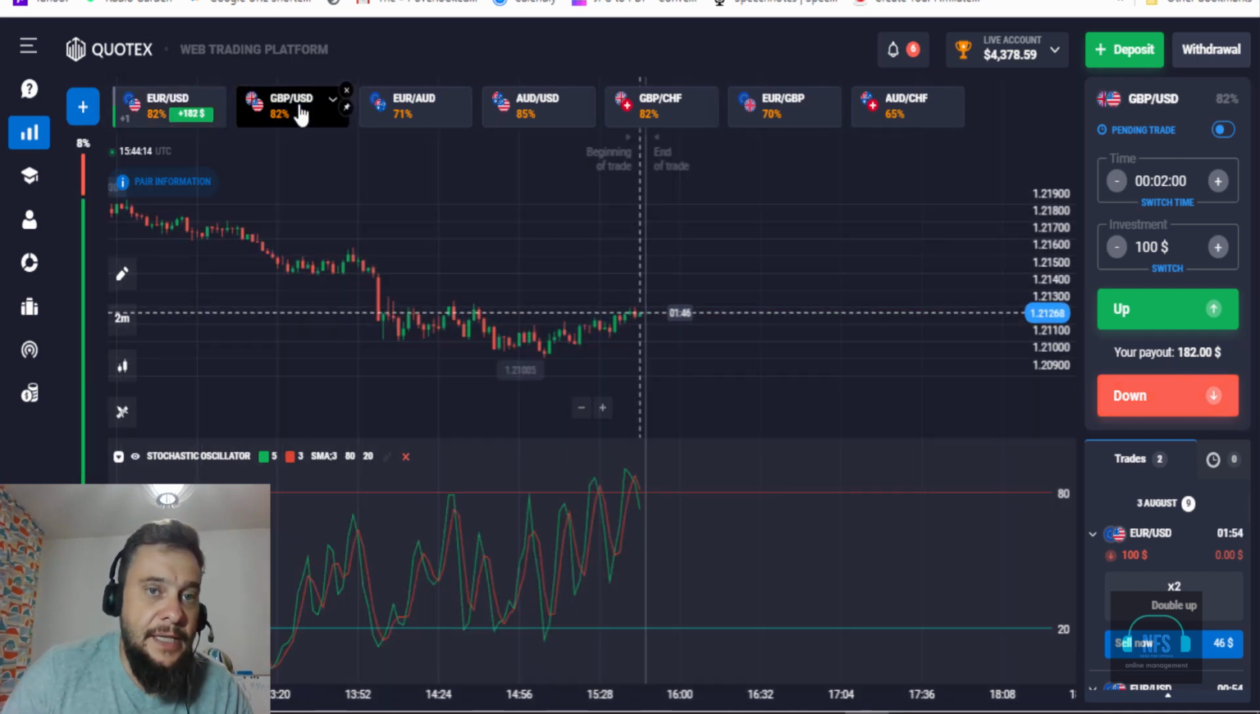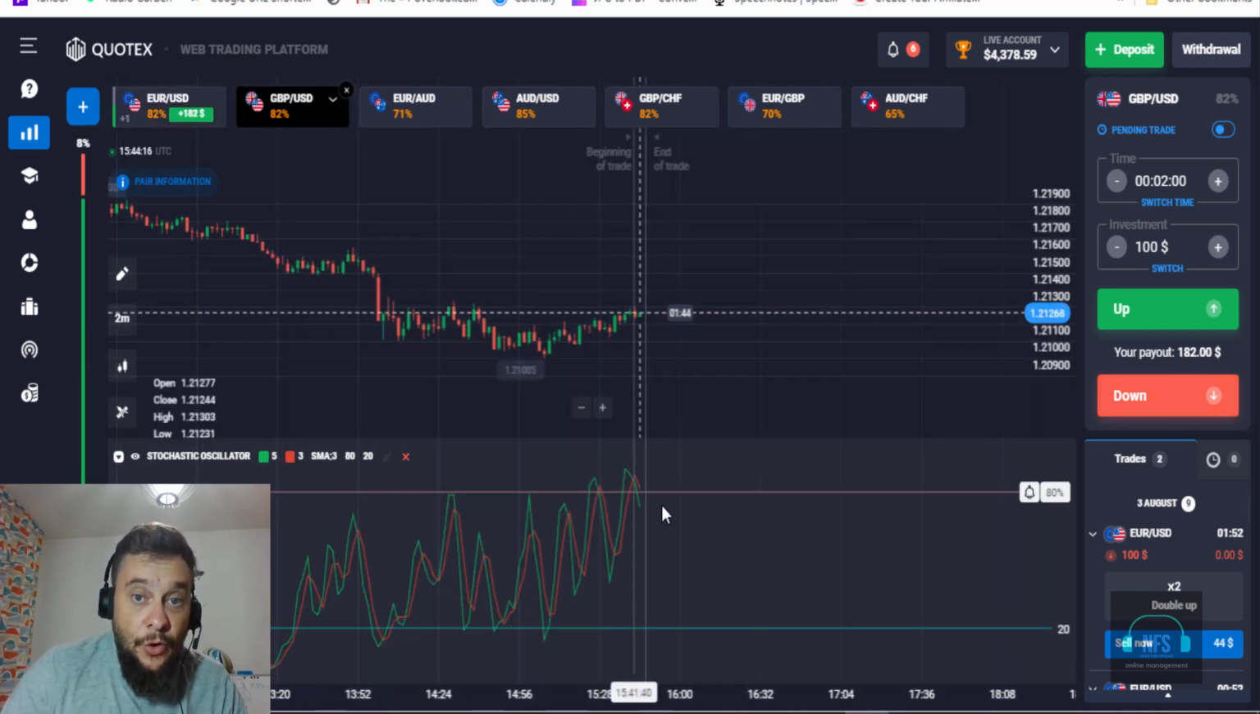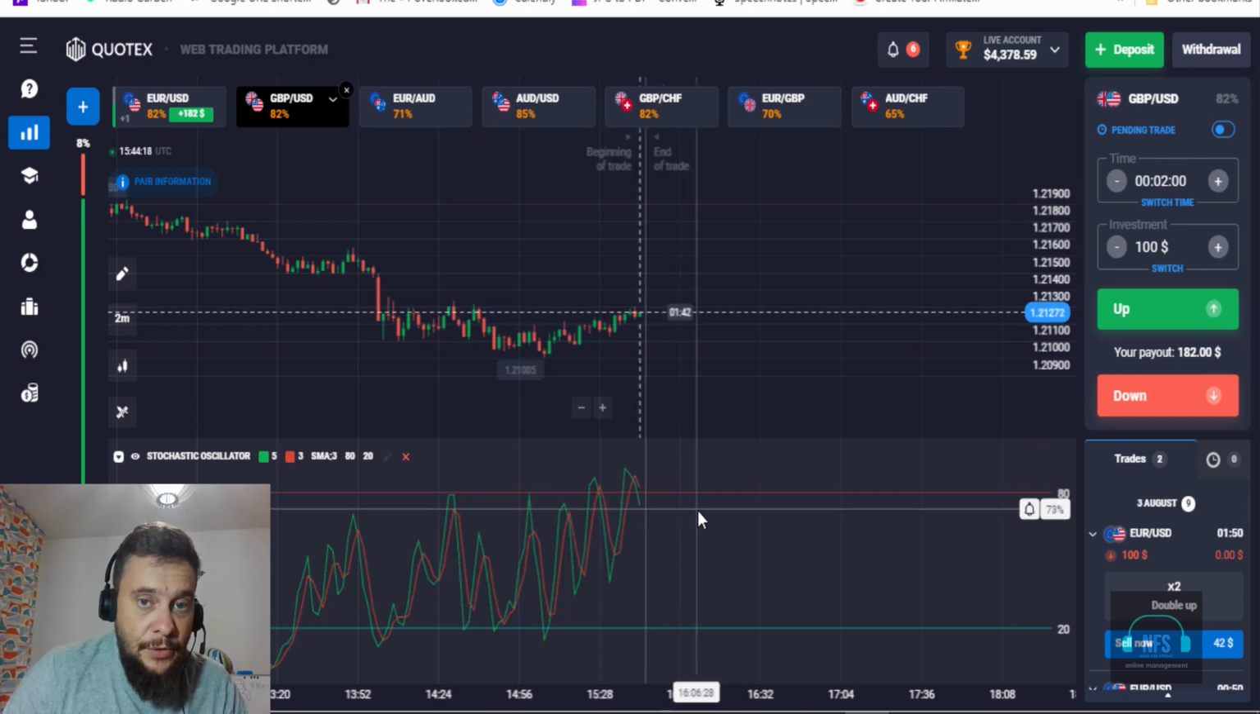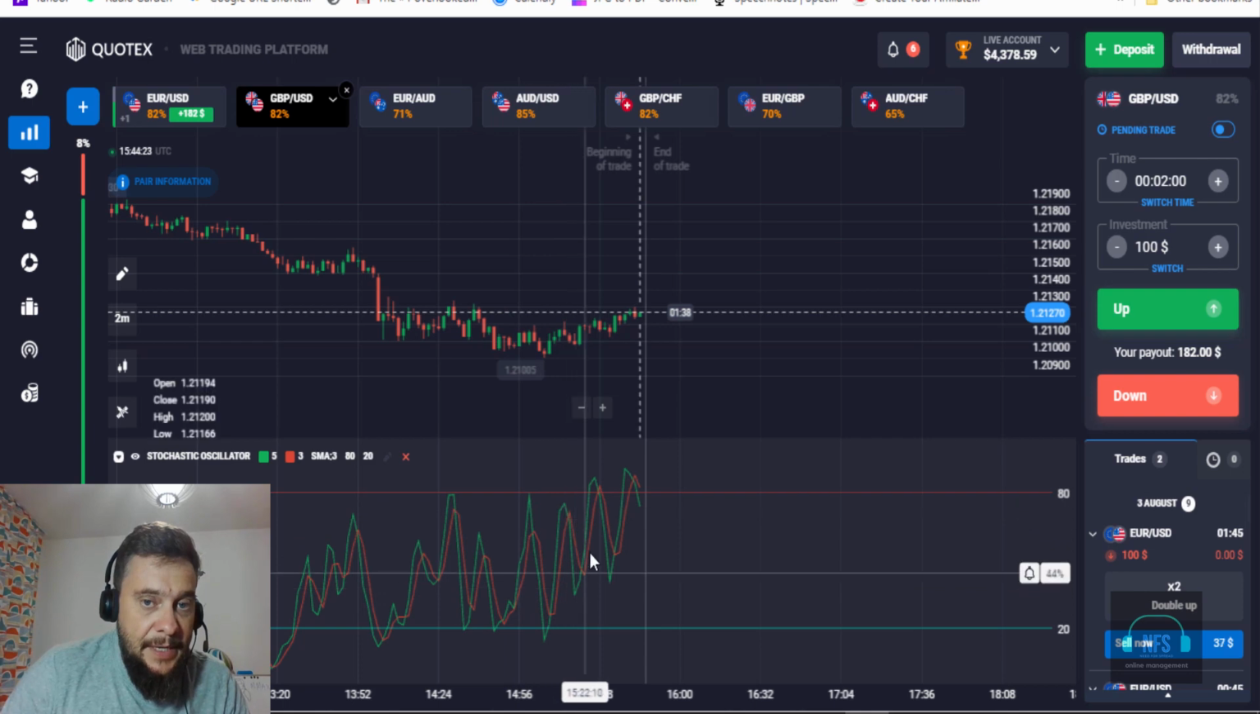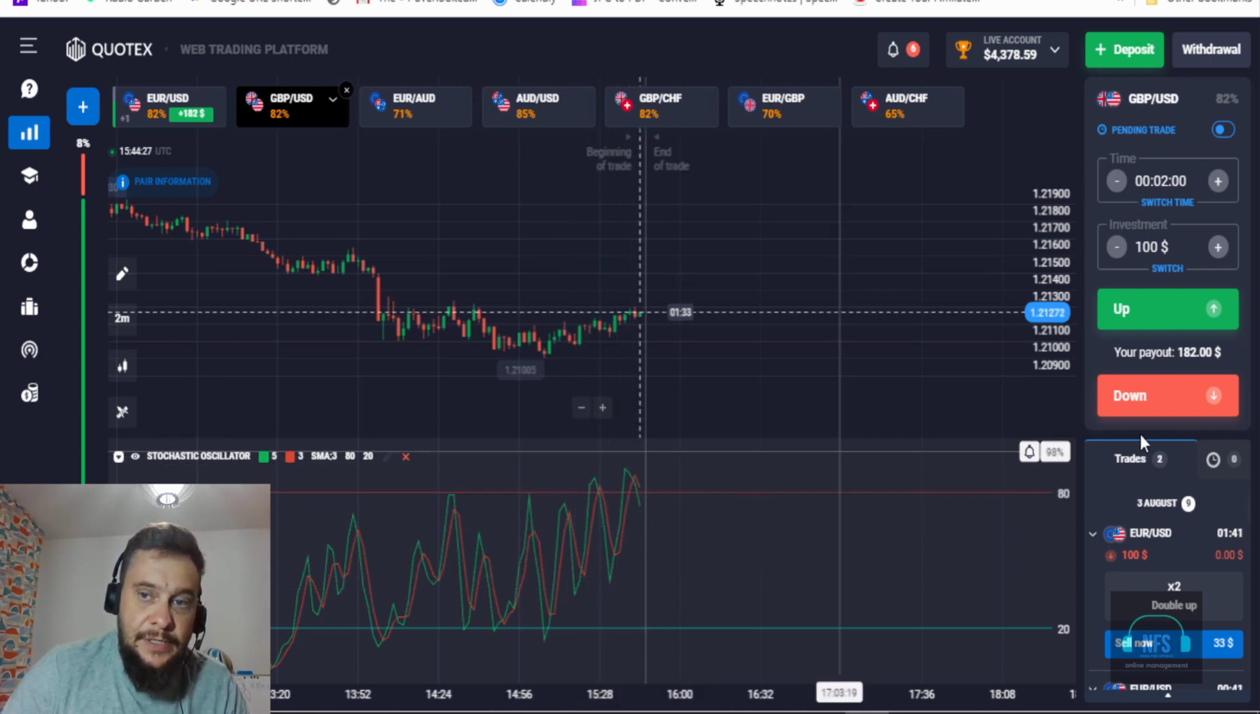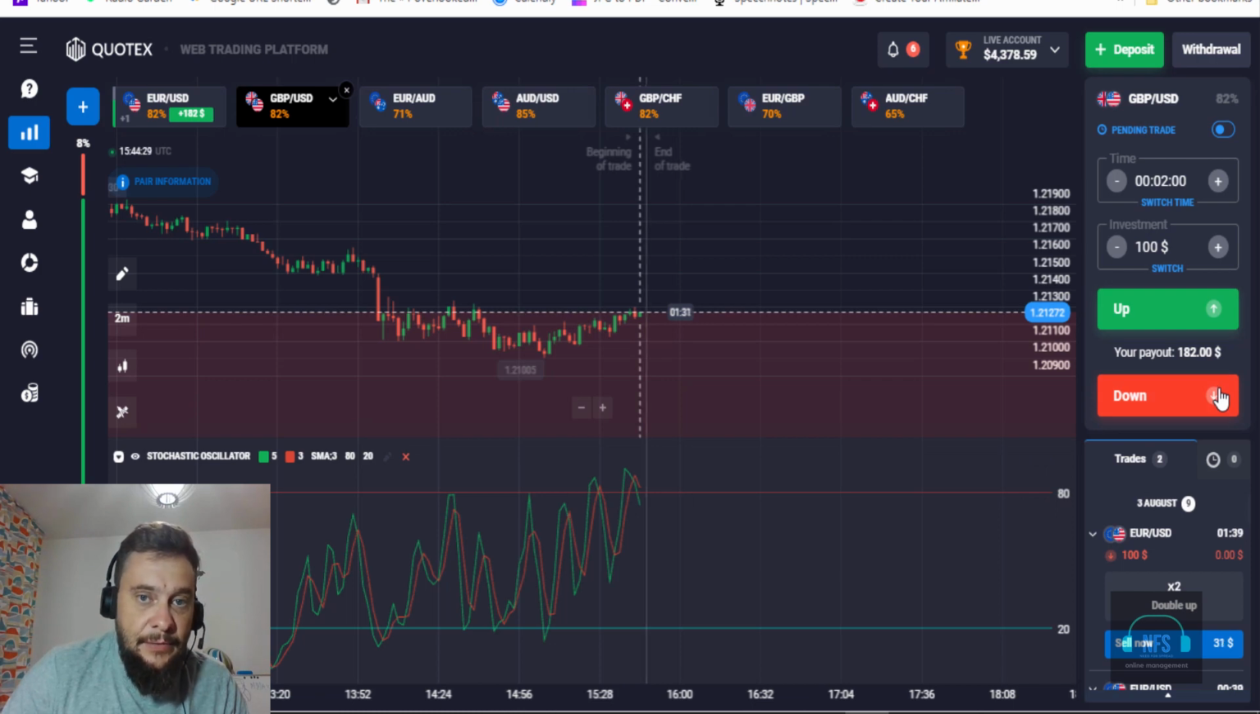Let's see, let's move up. Let's see the other one, GBP USD. Also GBP USD, we're on overbought level here. So let's see what is happening. It's going up a bit more and now it's reversing. Let's place a down trade here also on GBP USD.